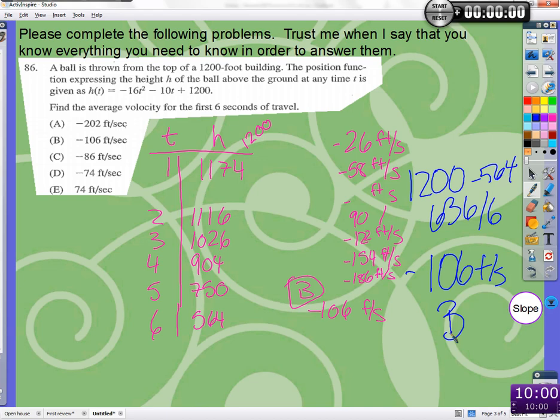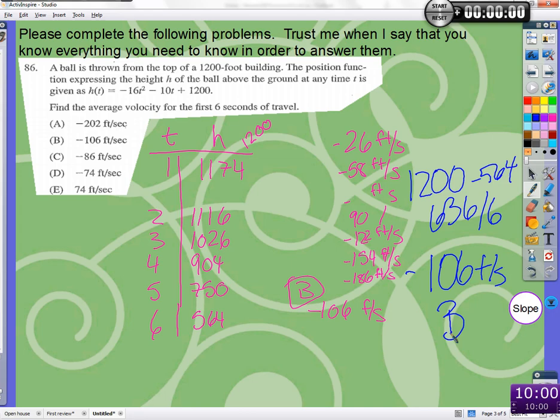Okay. So it turns out now the average velocity thing, we take all the velocities, add them up, and divide by 6. I'm going to have to look at that because I don't think it always gives you the same answer. But I need to think about that.